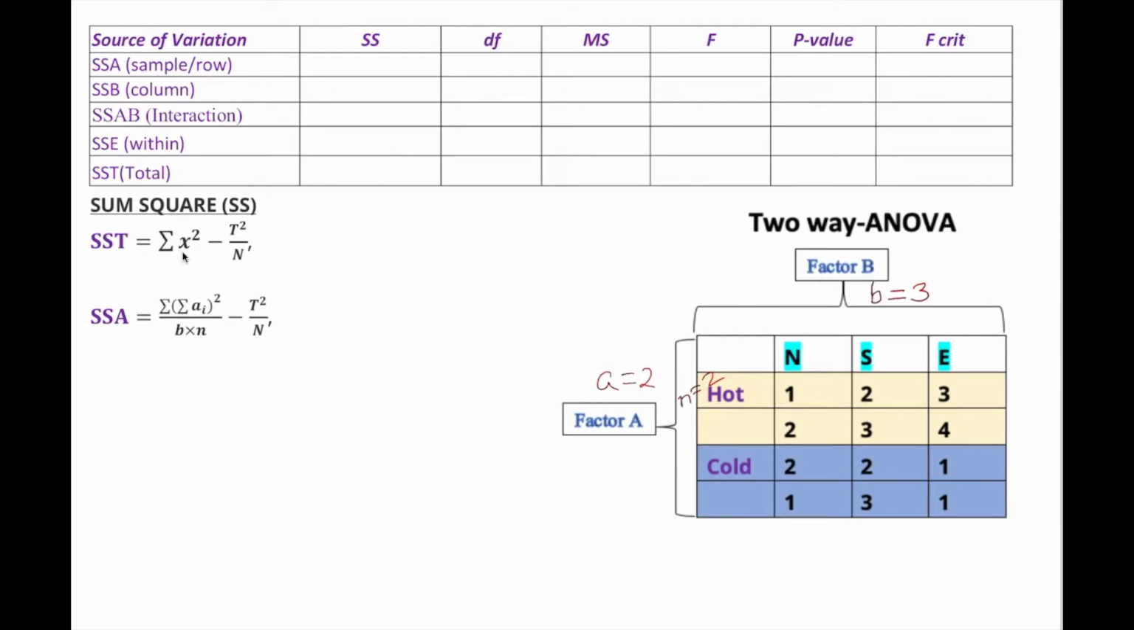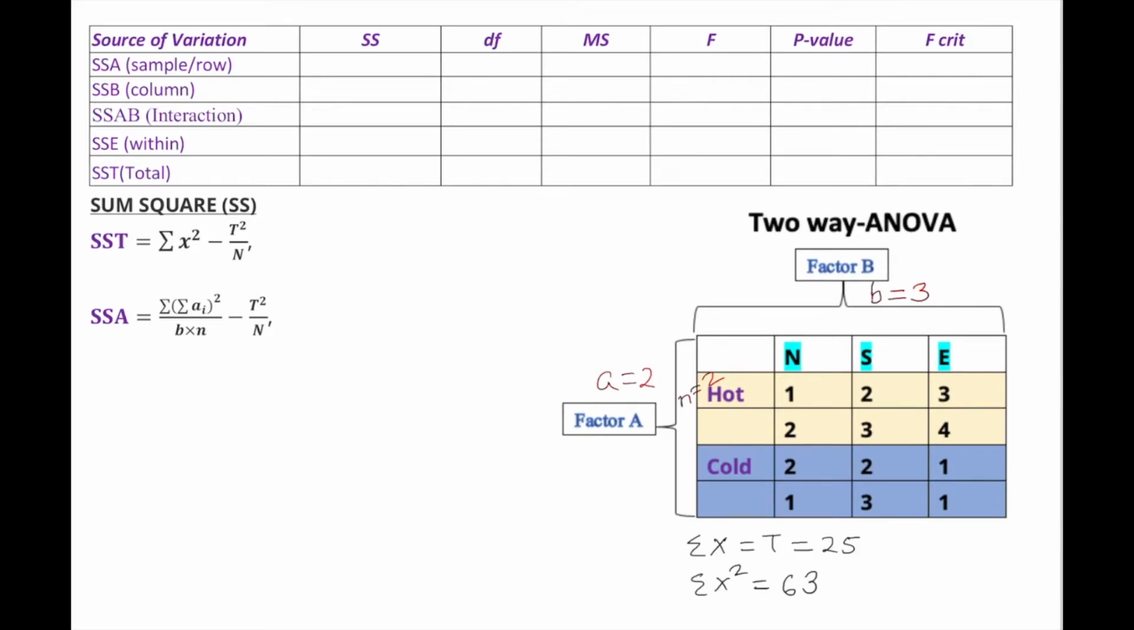Let's talk about SST, sum of x squared minus T squared, total squared over N. The total, sum of x, if we add all of this, is going to give me 25. Then the next one we need is the sum of x squared. How do we get it? You square all these numbers, 1 squared, 2 squared, 2 squared, and you add them up. If we add them all, we are going to get a total of 63.